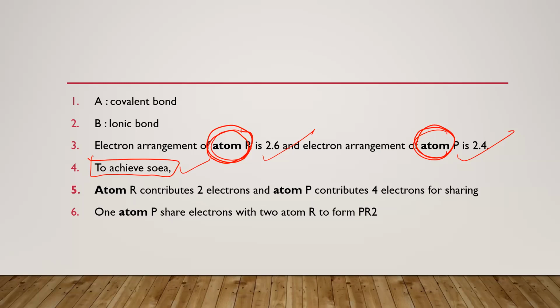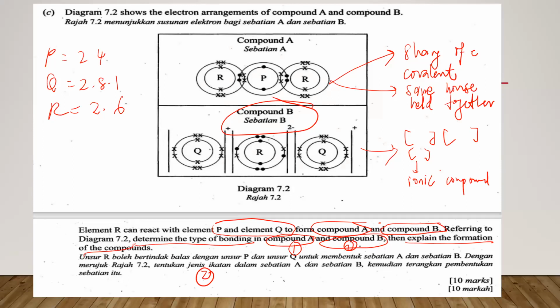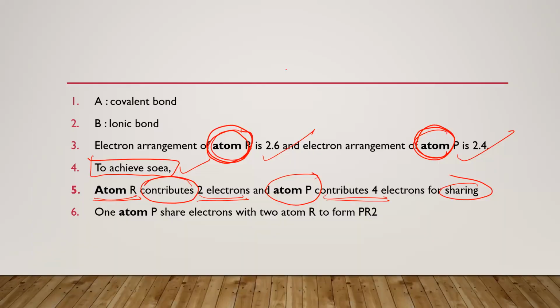This is the exact marking scheme, and you can apply this for any covalent compound you see in the future. So the keyword that I would rather hear from you is contributes. Atom R is contributing 2 electrons, and atom P here is contributing 4 electrons for sharing. These are the exact words that you need to write. So you look at the diagram again, it's true. Atom R is contributing 2 each, and atom P is contributing 4. So that is your mark there. Brandy, if you can change your answer to this, teacher will be grateful.